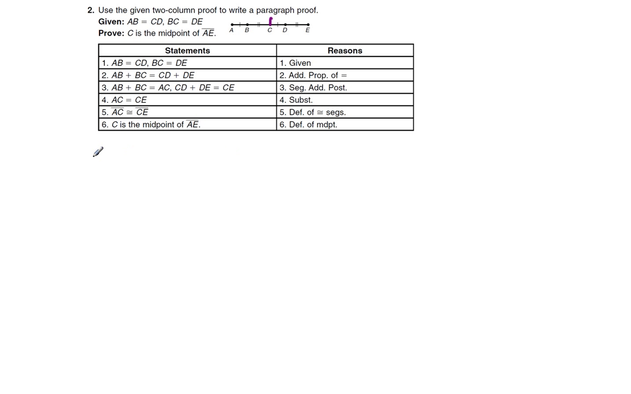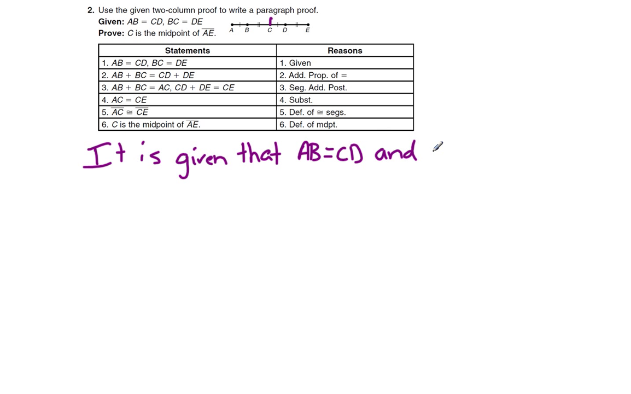Okay, so let's start. So it says, it is given that AB equals CD, and BC equals DE. And let's get fancy. I'm going to put a comma in here. Alright, ready? And we're going to go right to the next step.